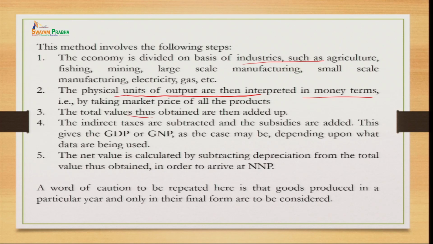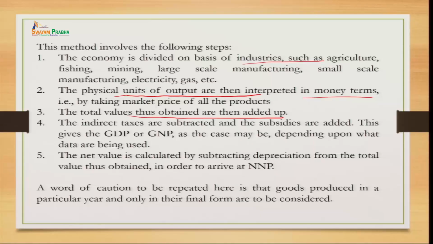Thus, the value we have obtained, we are going to add it up from all the different sectors. First, we have divided the economy on the basis of different sectors, different industries, and then we have seen whatever output is being produced by all of them. We calculated the money value of all those goods and services, then we added them up together. Then we deduct the taxes from that amount, because these taxes are payments made to the government, and we add the subsidies given by the government. So, this will give you the figure of either GDP or GNP, that depends upon the data which you have taken.